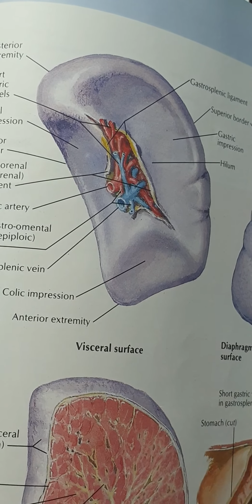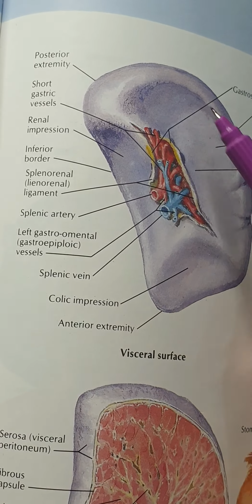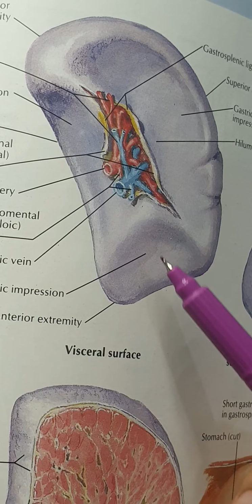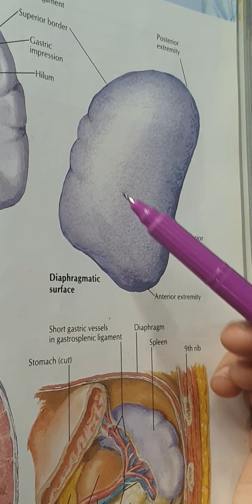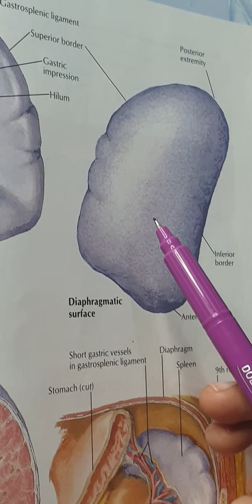Now talking about the two surfaces of a spleen, this one surface is the visceral surface, which is concave and irregular because it has the impressions of viscera, and the diaphragmatic surface, which is convex and smooth, in relation with the diaphragm, separating the spleen from the lungs and from the pleura.